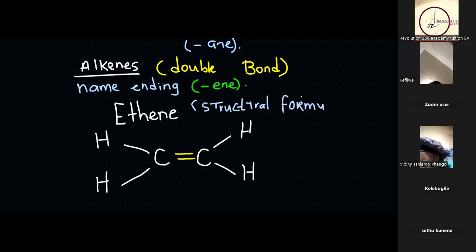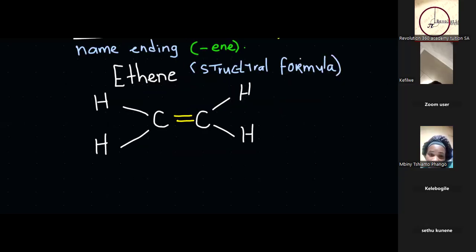It must have a double bond. So to those who are naming it, someone can say 1 or 2, you're not going to be wrong. So ethene, we know that it has a double bond. Any question?